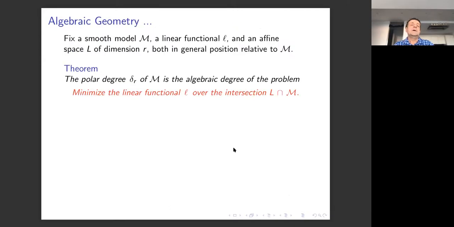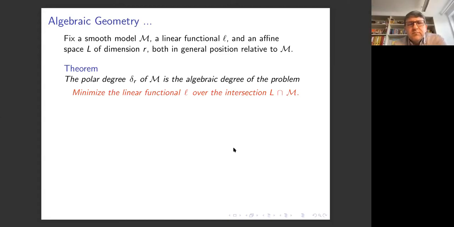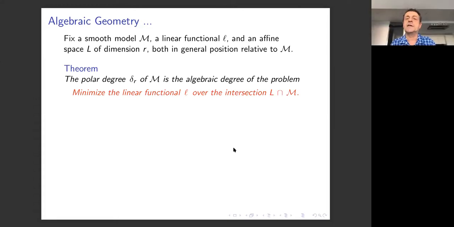Okay. So let's assume that M, our statistical model, is smooth. So it's a manifold. Right? So we have a manifold that lives inside the simplex. Let's give ourselves a linear functional on the ambient space and also an affine space of some dimension R. And let me, for the purpose of this theorem, assume that they're in general position relative to the model. So I have this model M, think about the green surface of the sphere, or think about my independence model, and I have a linear space of some dimension and a linear function. Then let's look at the following optimization problem.